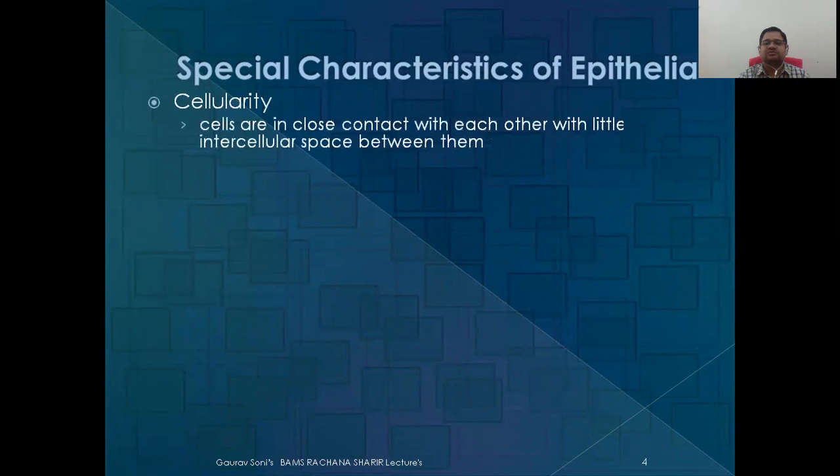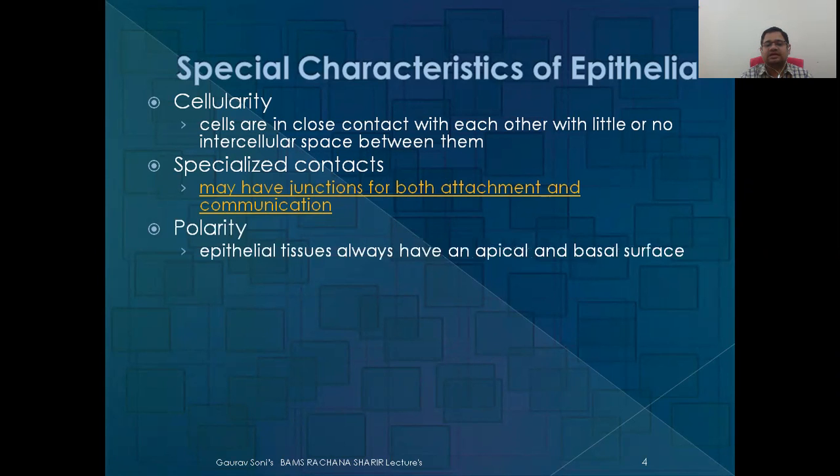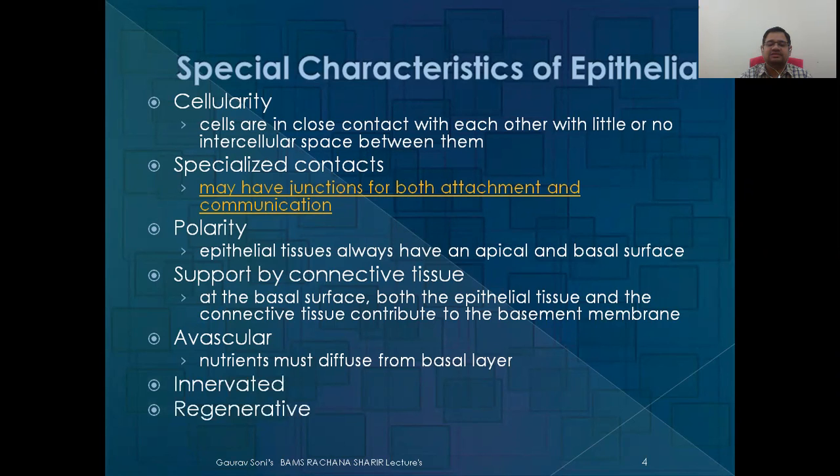There are some special characters also, like cellularity. Cells are in close contact with each other with little or no intercellular space between them. There are specialized contacts, and they may have junctions for both attachments and communications. Then polarity: epithelial tissues always have an apical and a basal surface, supported by the connective tissue. At the basal surface, both the epithelial tissue and the connective tissue contribute to the basement membrane. Then they are avascular. Nutrition mainly comes from diffusion from the basal layer underlying it. Then there is innervation, then the regenerative power. These are certain special characters of the epithelial tissues.